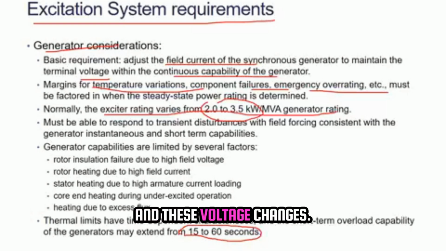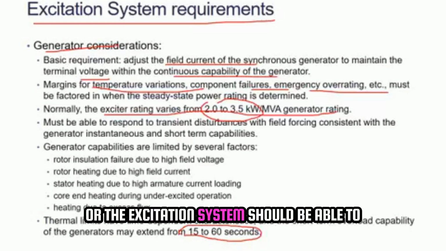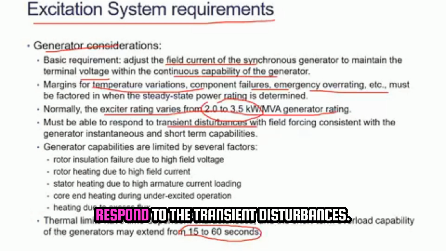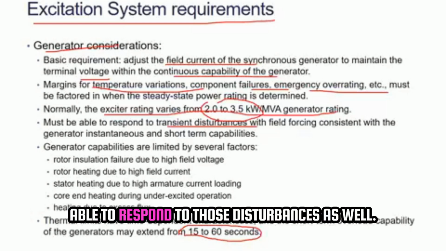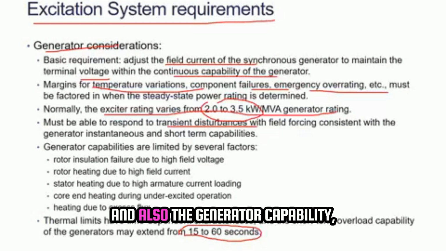And these voltage changes, the excitation system should be able to respond to the transient disturbances. Transient means a very small disturbance. If it is happening in the network, it should be able to respond to those disturbances as well, right? And also the generator capabilities, this is just the capability curve which we have discussed before.